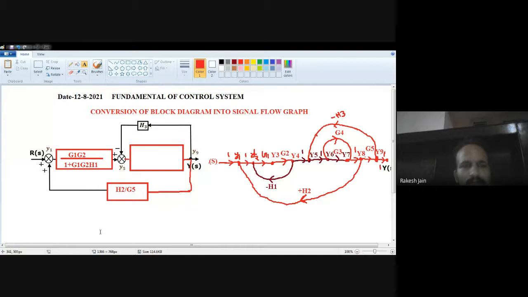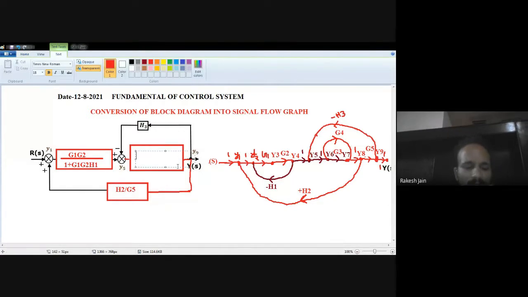Okay, so what was there, G3 plus G4, that will be multiplied by G5, so it will be G3 G5 plus G4 G5, because G3 plus G4 totally is multiplied with G5, so G3 will be multiplied by G5 as well as G4 will be multiplied by G5.